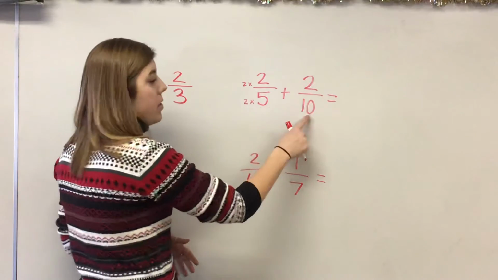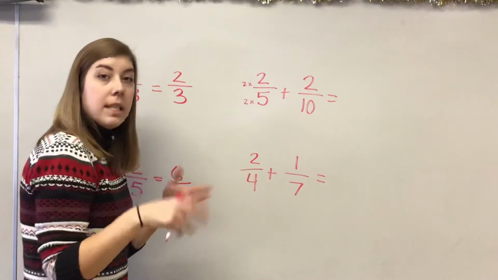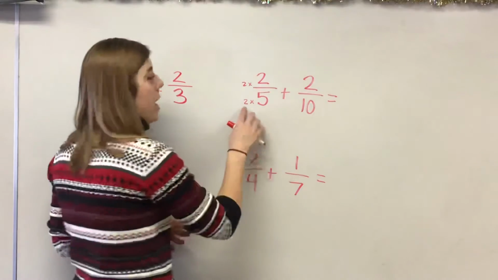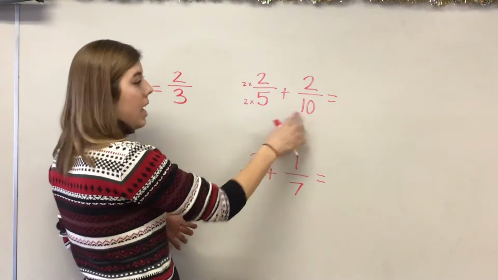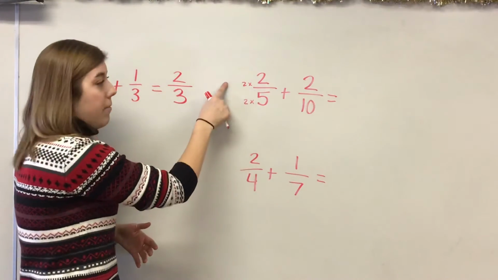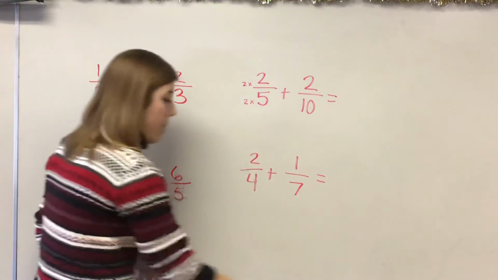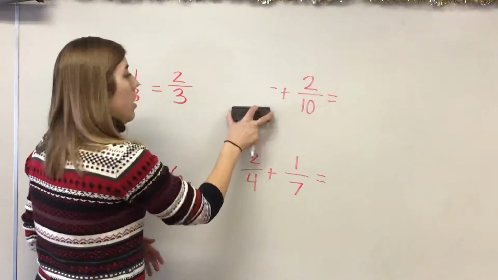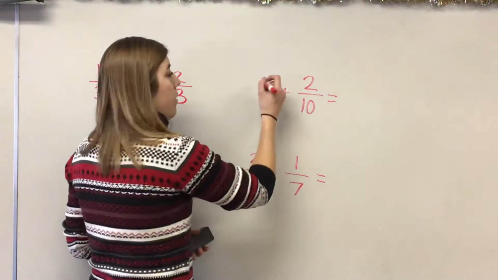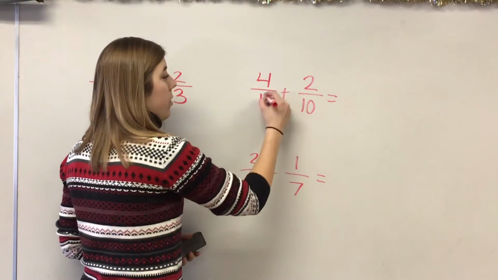So to turn a 5 into a 10, my options are to multiply or divide. Since I need the number to get bigger, I'm going to multiply. I know 2 times 5 makes 10. And whatever I do to the bottom, I have to do to the top. So my 2/5, I'm doing times 2 on the top and bottom. It becomes 4/10. 4/10 is equivalent to 2/5.